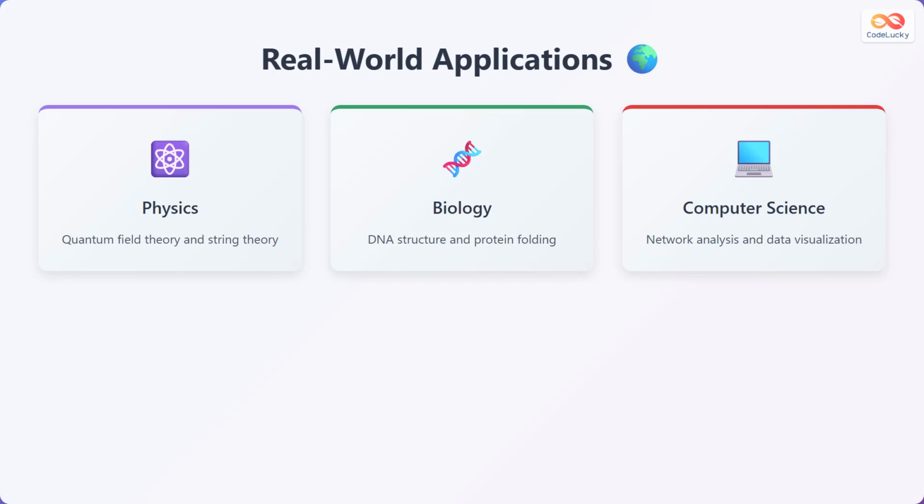Topology isn't just abstract math. It has many real-world applications. In physics, it's used in quantum field theory and string theory. In biology, it helps us understand DNA structure and protein folding. And in computer science, topology plays a role in network analysis and data visualization.